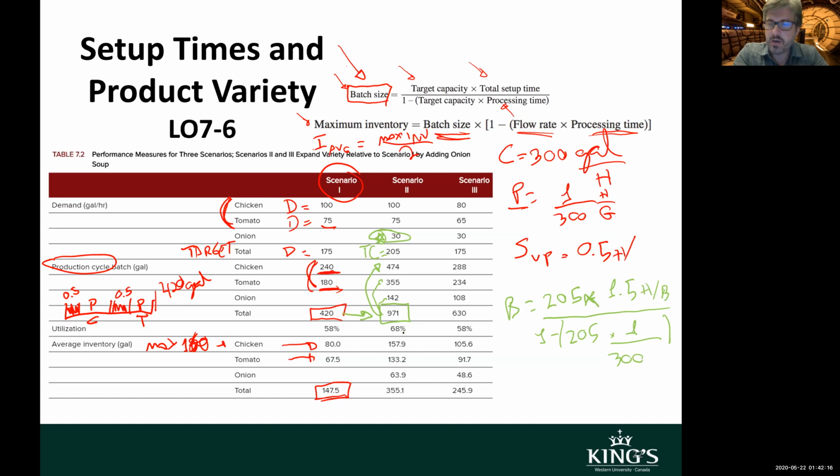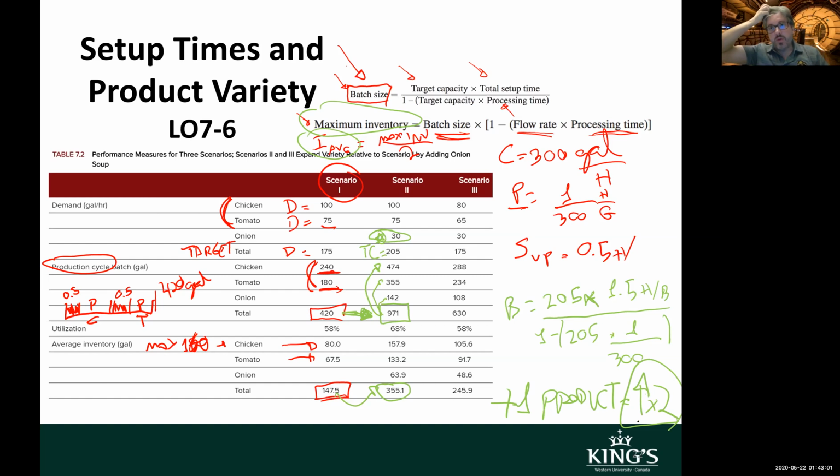But observe what happens to inventory. Because we increased our need, our target capacity, our batch just became huge. And you can use the same maximum inventory and average inventory formulas, and you will find that your overall average inventory is 355 gallons. So it almost doubled, right? So by adding one more product, your inventory doubled just by adding one more product.